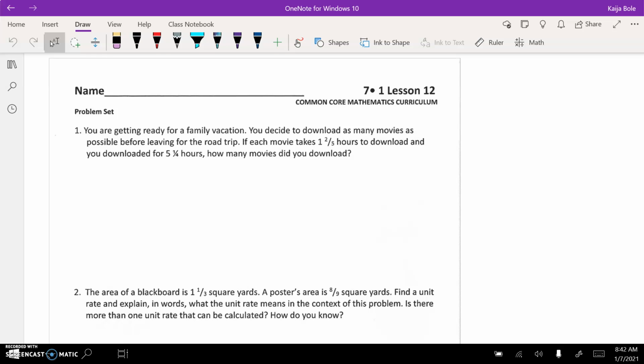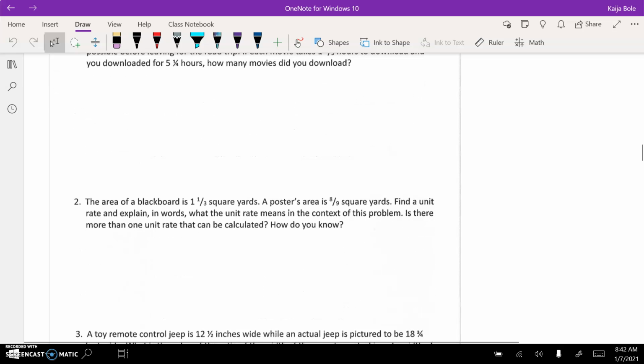Like, do you think about time goes in the bottom, money goes on top, or you think about input and output, independent, dependent variables. So I'm not going to do number 1.